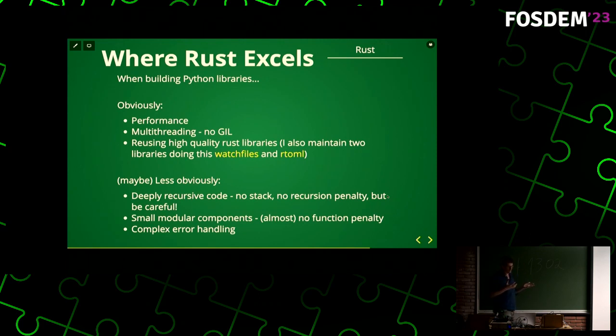But perhaps less obviously, in terms of where Rust fits in best, is deeply recursive code, as I've just shown you, with these validators within validators. There's no stack, and so we don't have a penalty for recursion. We do have to be very, very careful, because, as I'm sure you all know, if you have recursion in Rust and you don't catch it, you just get a seg fault. And that would be very, very upsetting to Python developers who've never seen one before.